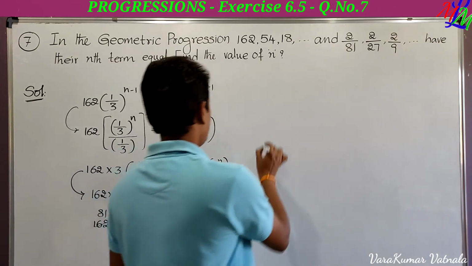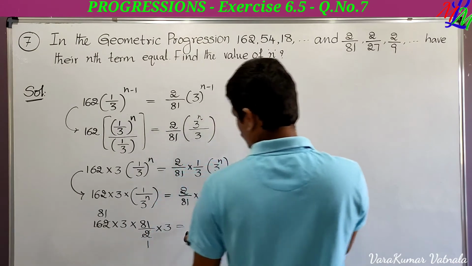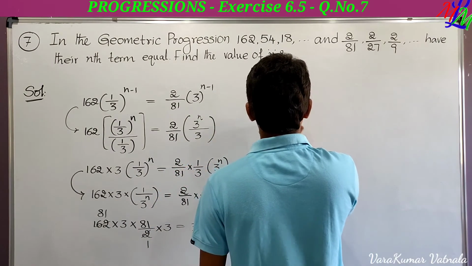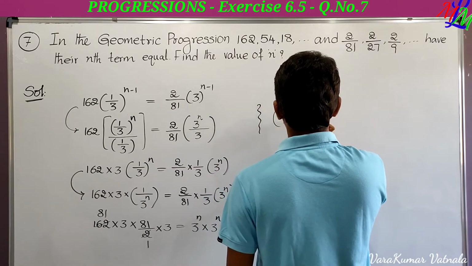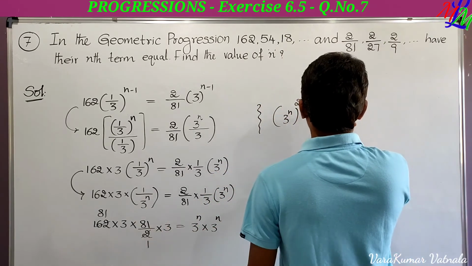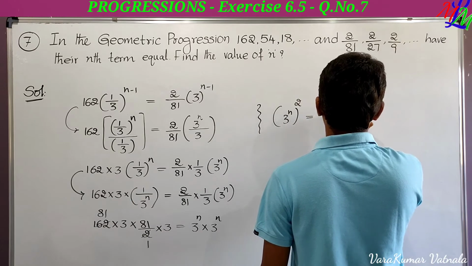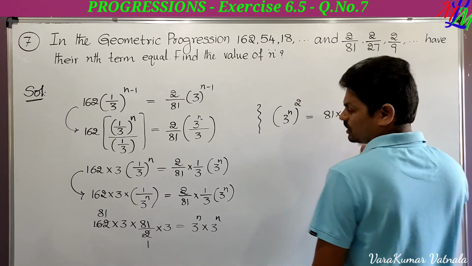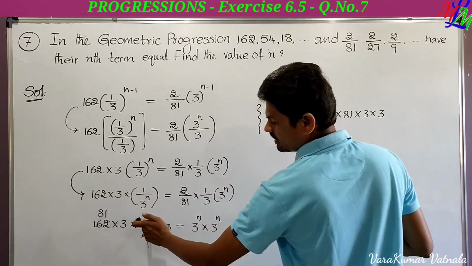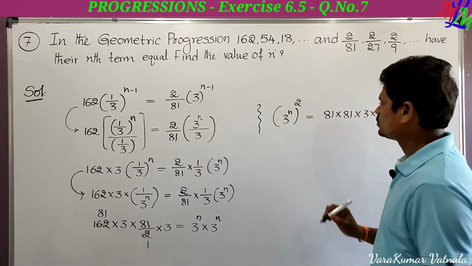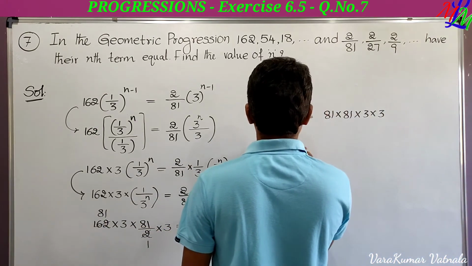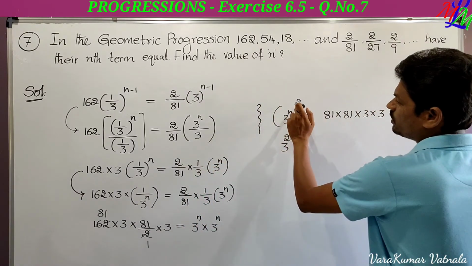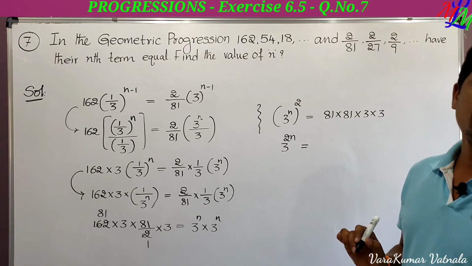So now see here, first I am writing 3 to the power n into 3 to the power n, that is 3 to the power n whole to the power 2 is equal to 81 into 81 into 3 into 3. So what is there on the left side? 81 into 81, 3 into 3. So now it becomes 3 to the power 2n.